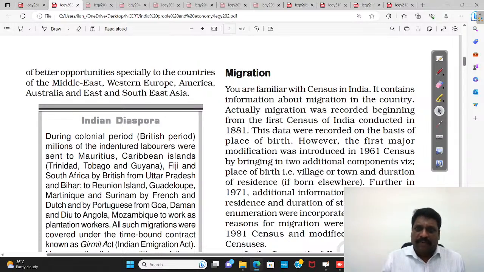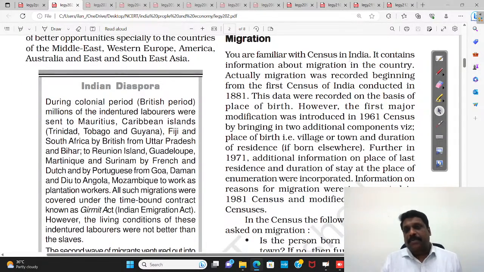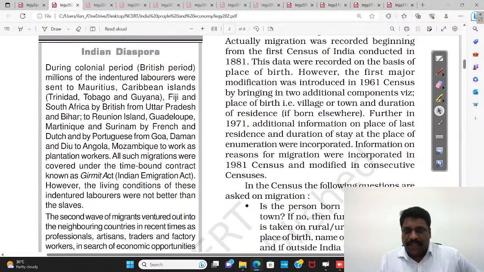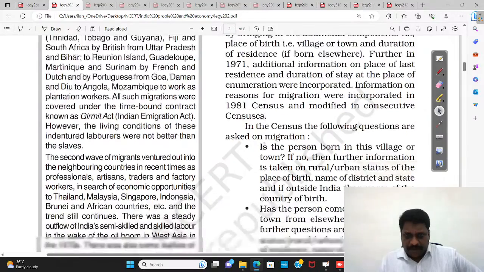Okay. So you're familiar with the census in India. It contains information about the migration in the country. Actually, migration was recorded beginning from the first census of India conducted in 1881. That was the first full census that was conducted. Okay. So this data was collected. Our first major modification was introduced in 1961 by bringing two additional components, vis-a-vis place of birth, village or town. Further, in 1971, additional information on the place was also added. Okay.